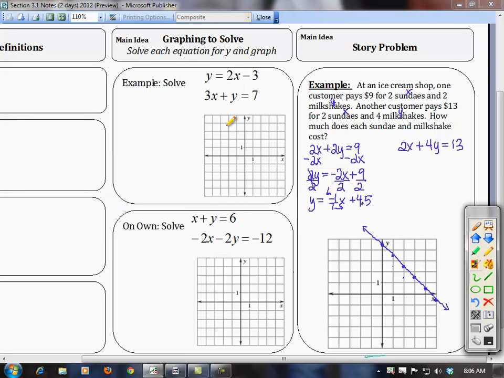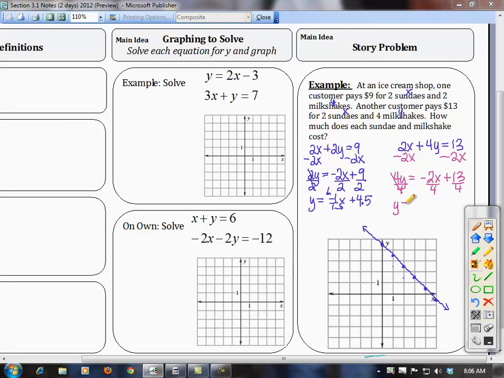Okay. Now to do my second one, I always like changing a color just to be able to see. You don't have to, this is just a personal preference. Now as I do my second equation, we are going to subtract 2x first. So 4y equals negative 2x plus 13. Make that a plus. Then to get rid of the 4, I'm going to divide each number by 4.